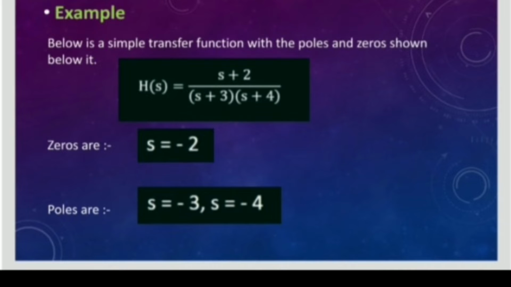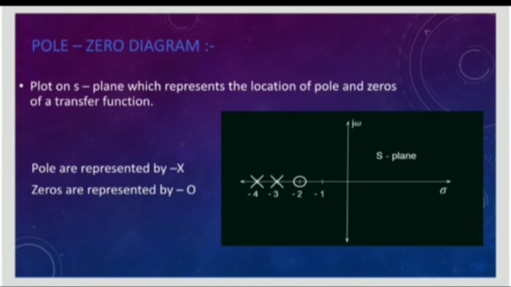For this transfer function, the poles and zeros diagram is plotted on the S-plane. In this poles and zeros diagram, poles are represented by a cross and zeros are represented by a circle. If we want to represent poles and zeros for this transfer function, then we will have the S-plane, in which the x-axis is the sigma axis and the y-axis is j omega, which is the imaginary part.